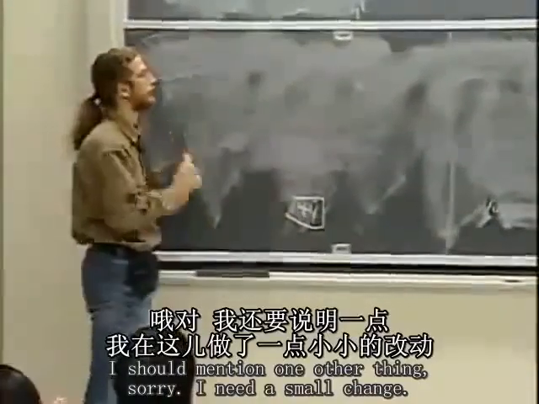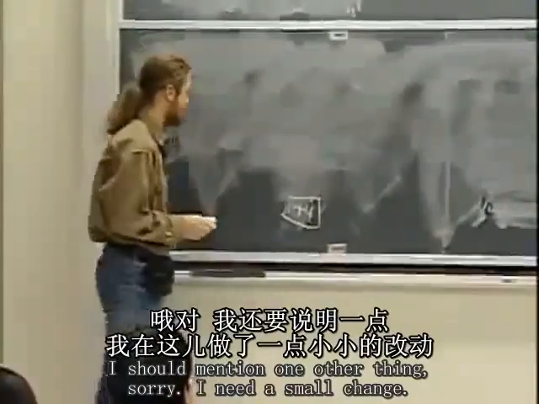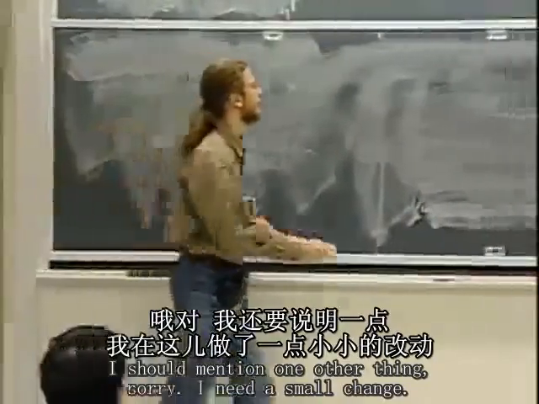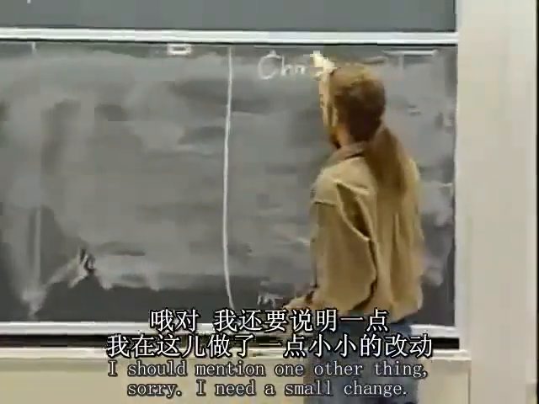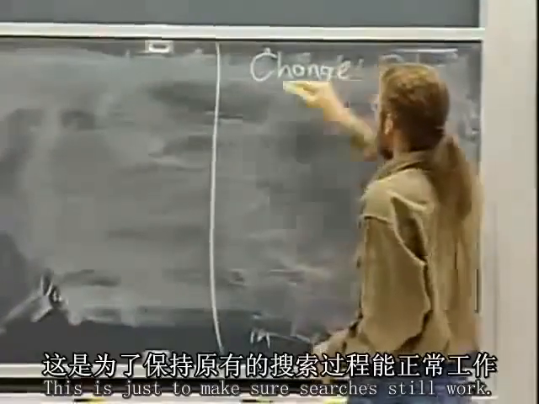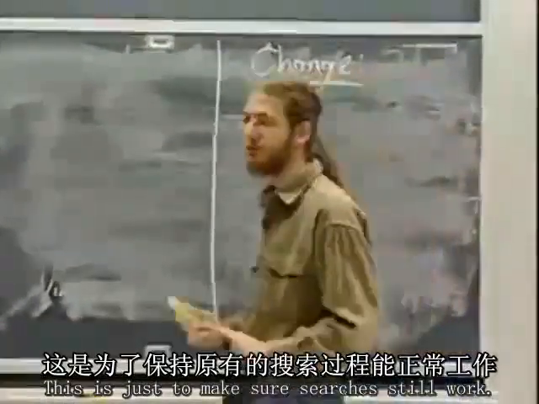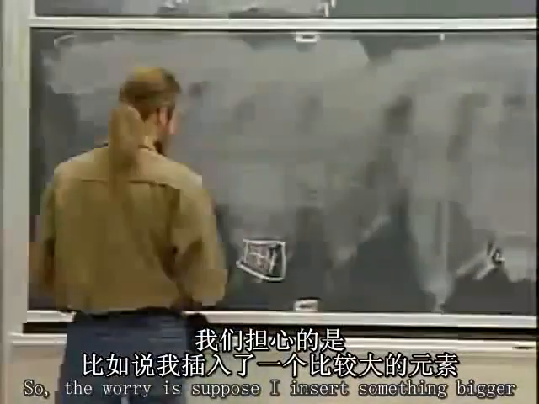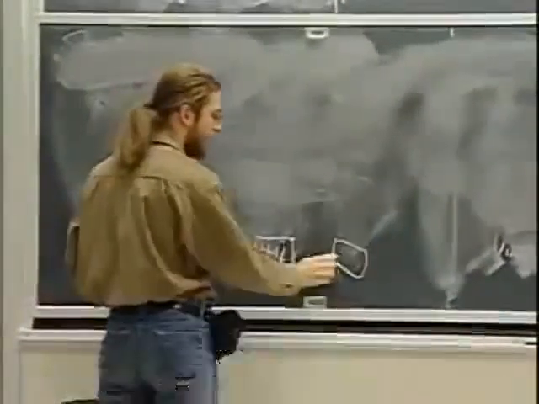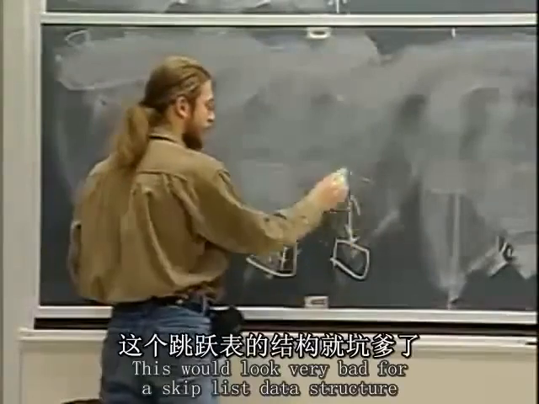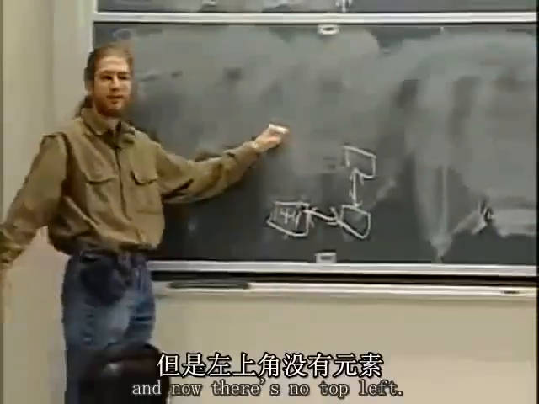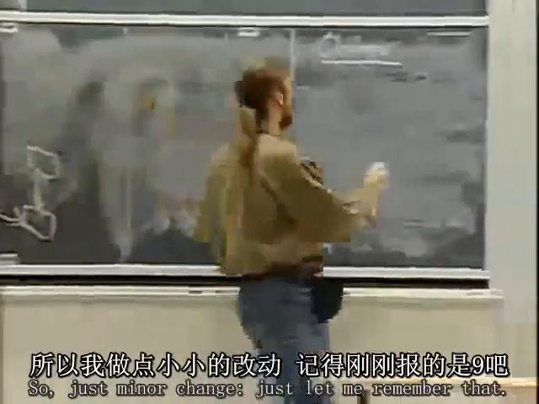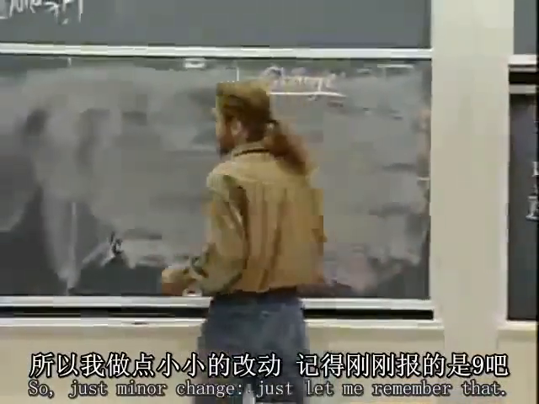Oh, I should mention one other thing. I need a small change. This is just to make sure searches still work. So the worry is, suppose I insert something bigger and then I promote it. Okay, this would look very bad for a skip list data structure because I always want to start in the top left, and now there's no top left. So just minor change, 9. Just let me remember that.